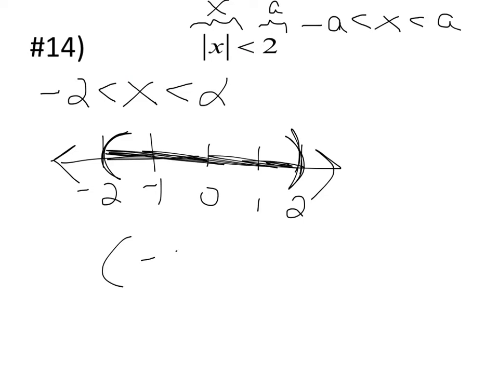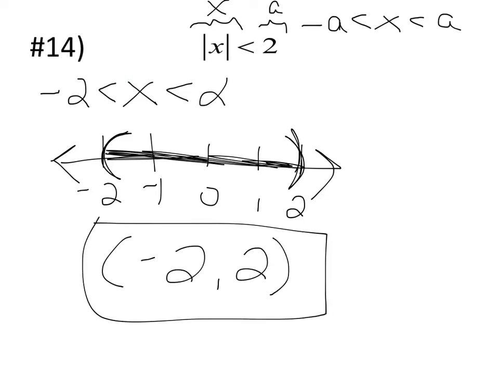When you go to write your interval notation, it's from negative 2 to 2. Don't make it more complicated than it is. Look how simple it is. Negative 2, 2. Parenthesis, parenthesis. Okay? You guys got this.